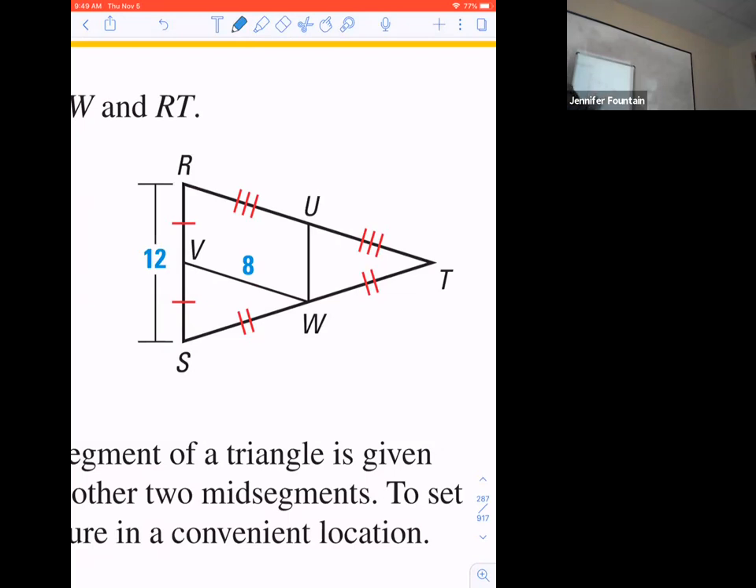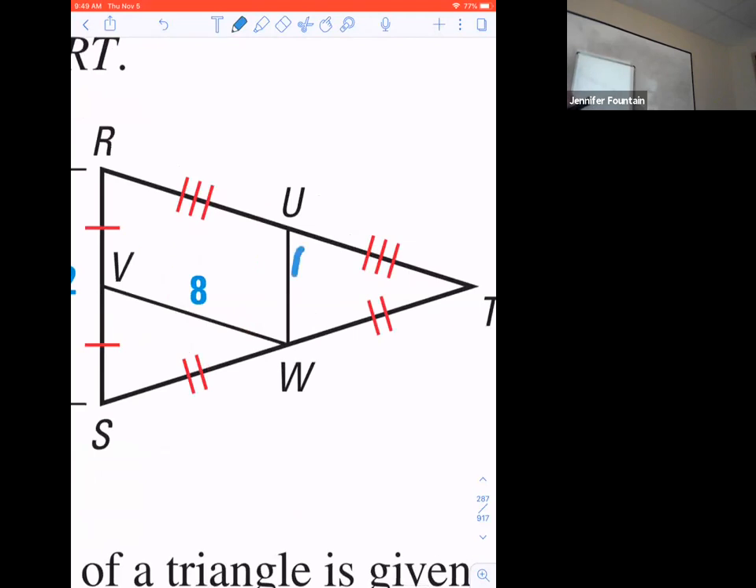If RS is 12, what is UW going to be? Would it just say that the mid segment that is parallel, UW will be 6, mid is going to be half of the line that it's parallel to. So we know that UW will be 6.